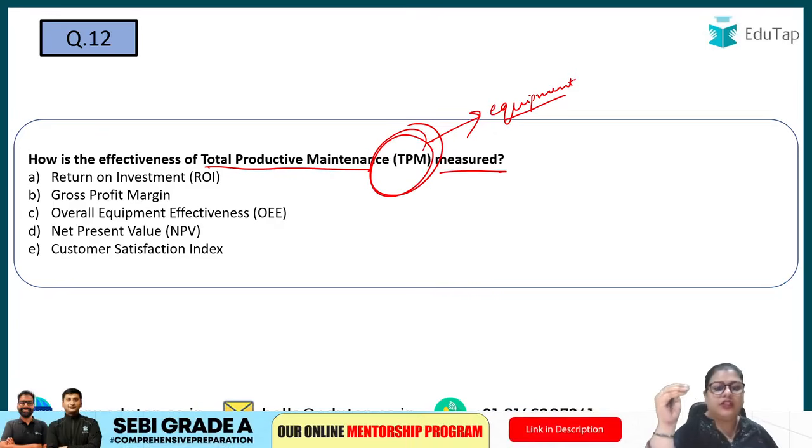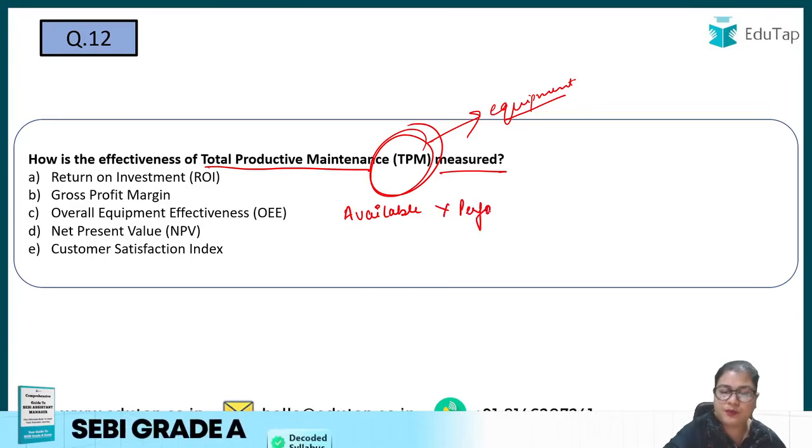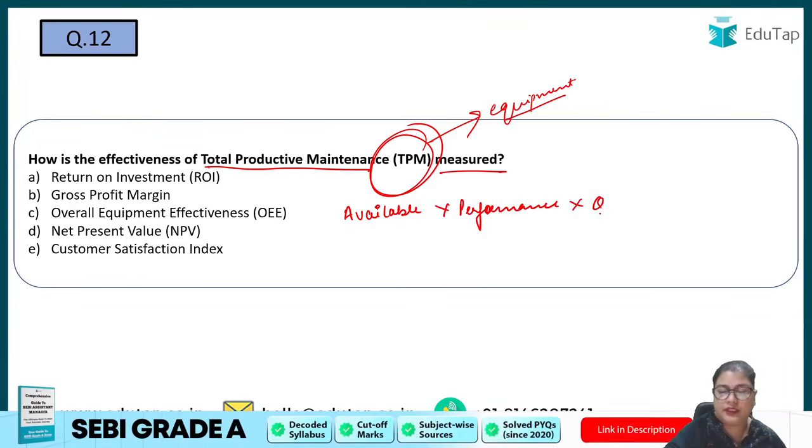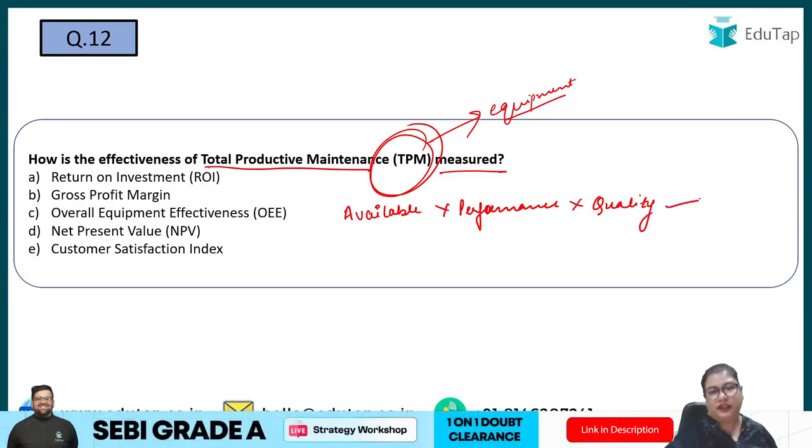So total productive maintenance, how do we measure that? Basically, we measure it through the overall equipment effectiveness, where we see whether the machine is available, its performance, and third, the quality, right? So availability, performance, and quality are measured in the overall equipment effectiveness.